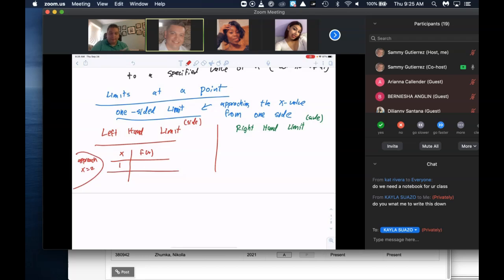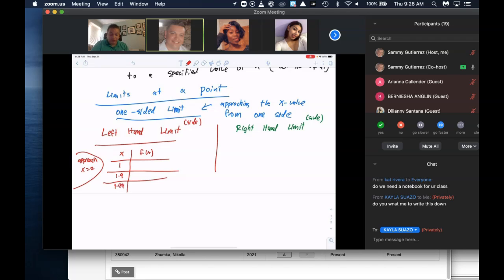So I plug in 1, and I look at the output. And I'll talk about the output. And then I plug in something that's closer to 2. Let's try 1.9. Now, notice 1 is to the left. If I think about the number line, 1 is to the left of 2. Okay, so I start at 1. Now 1.9, which is closer?